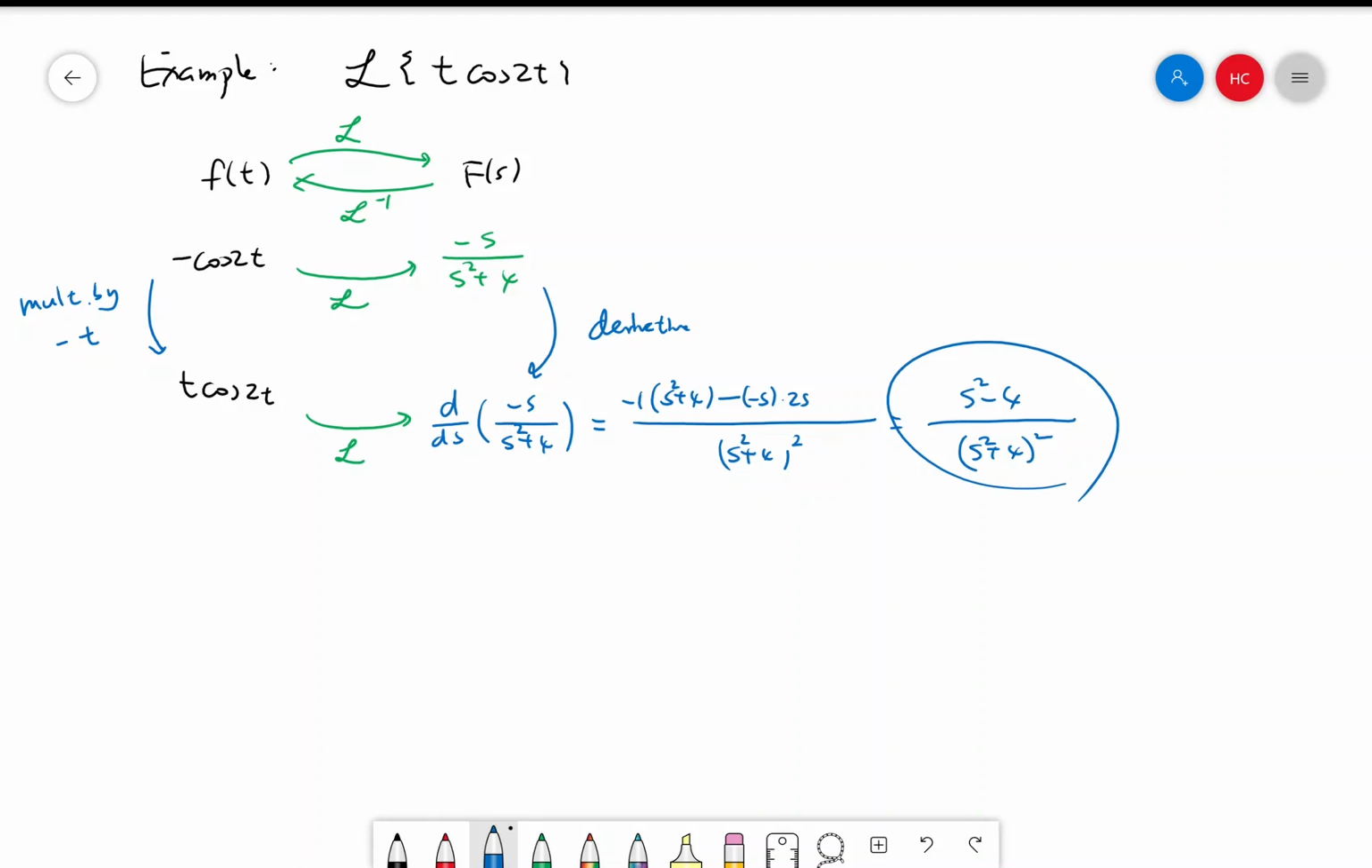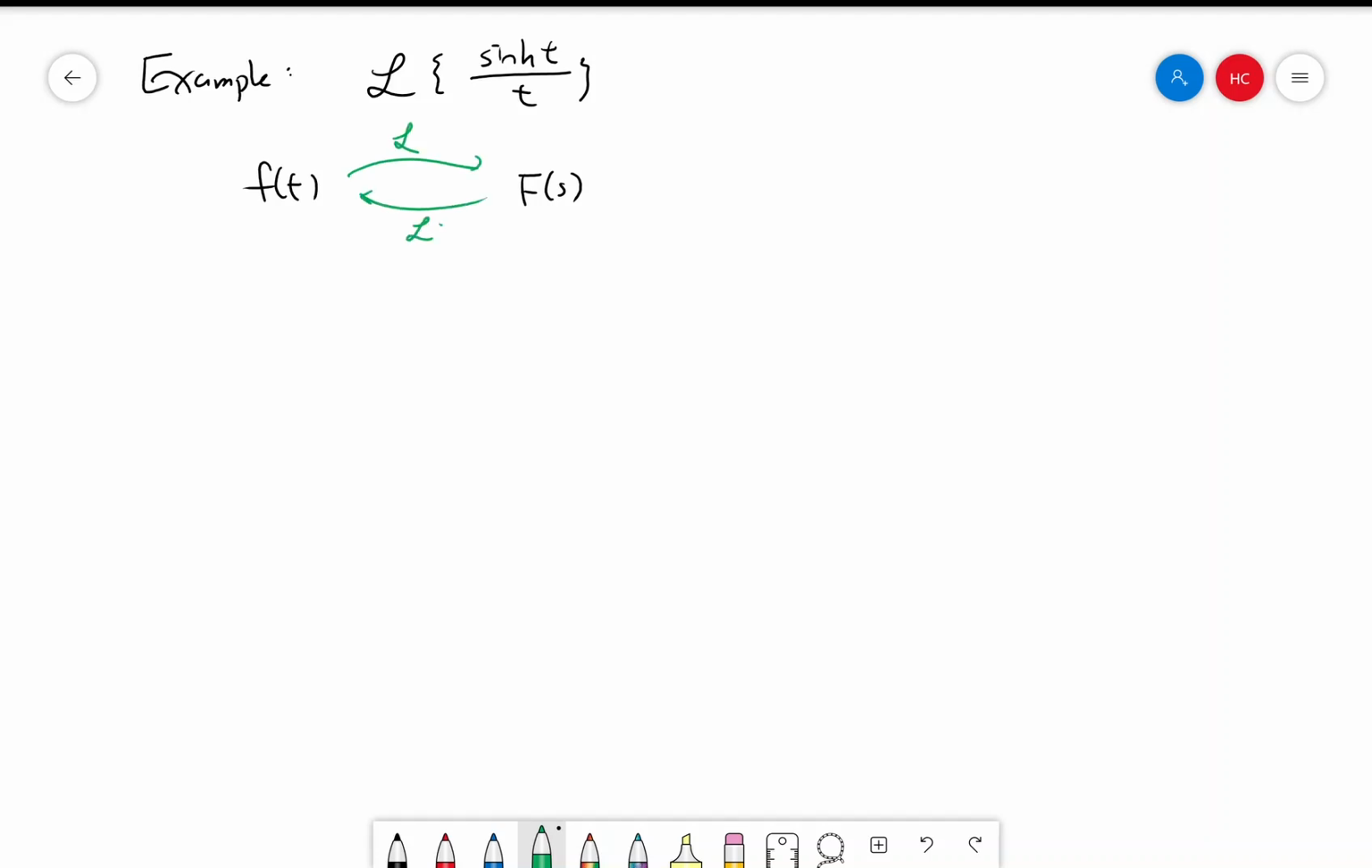Right, so let's do a different example. Now suppose we want to find the Laplace transform of hyperbolic sine over t. So same thing, let's create two columns via Laplace and inverse Laplace transform. So we want to find the Laplace transform of sinh t over t, but we don't want to integrate anything, so we look at the table to find the Laplace transform of sinh t first. So if we look at the table, the Laplace transform of hyperbolic sine is equal to 1 over s squared minus 1.